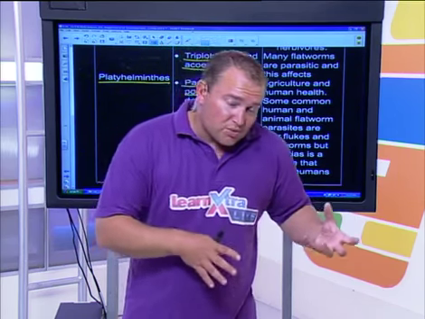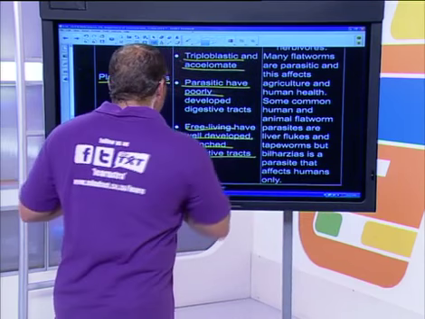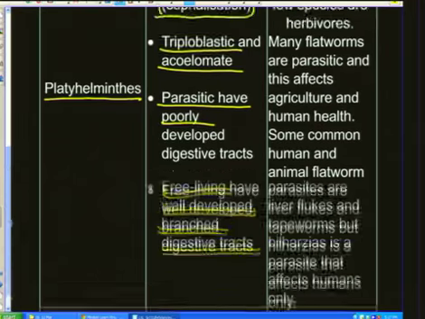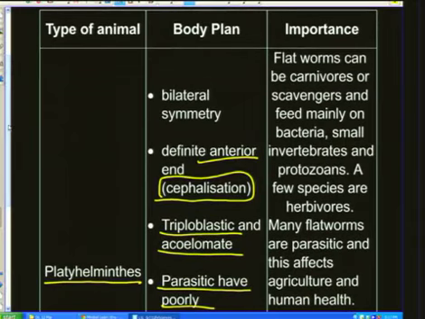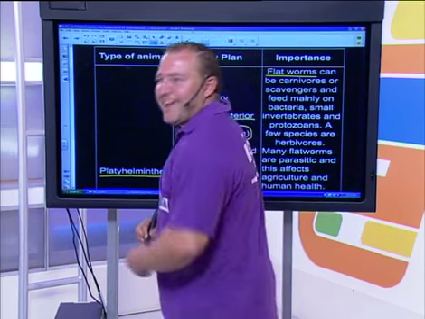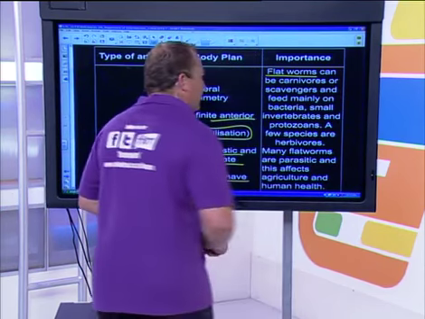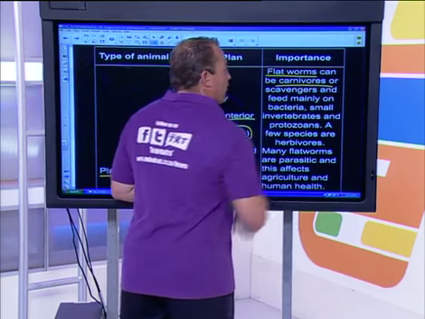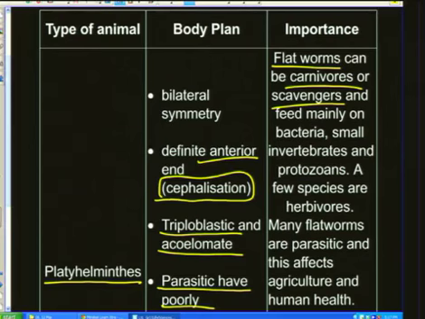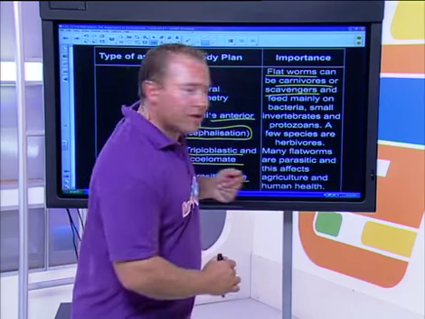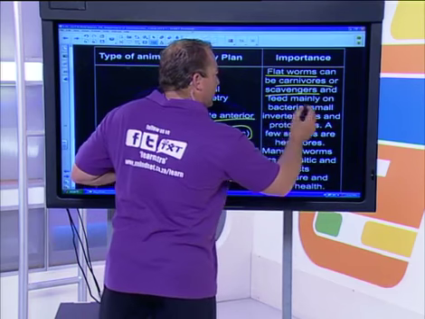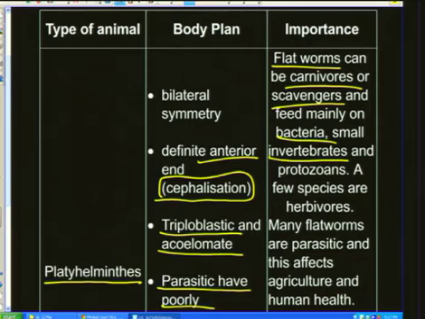The parasitic ones don't. Now, what is the point of these guys in nature? Looney, can you tell me the name yet? It's called a flatworm, and the big word for flatworm is platyhelminthes. Nice and easy. It can be a carnivore or scavenger, almost like a lion. It mainly feeds on bacteria and small invertebrates.